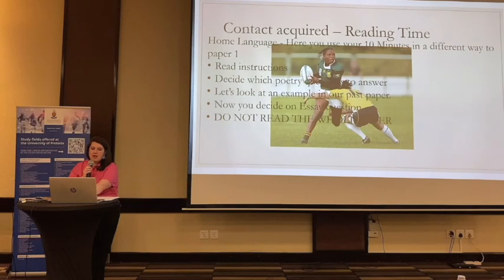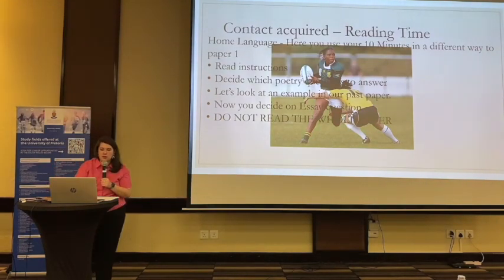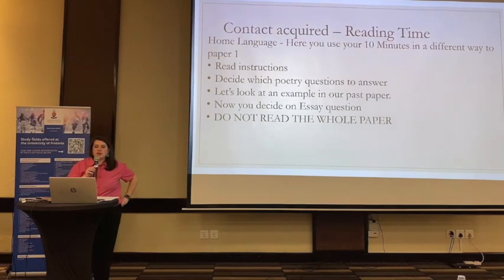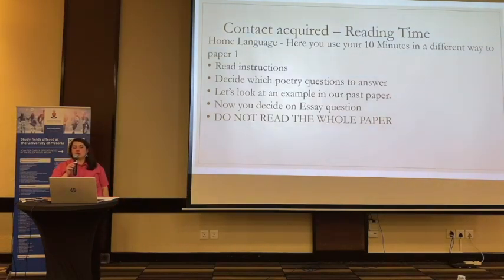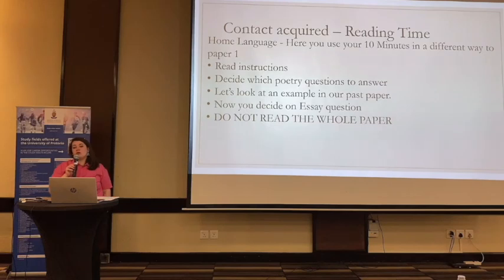And then the last one is contact acquired. This is how to deal with your actual paper. For home language, you're going to use your 10 minutes in a different way. You're going to use your 10 minutes by reading your instructions and deciding which poetry questions you are going to answer. And then you will decide which literature question to answer. Had we enough time, I would be able to go through the paper I've given you and show you, but I have to move on to paper 3.